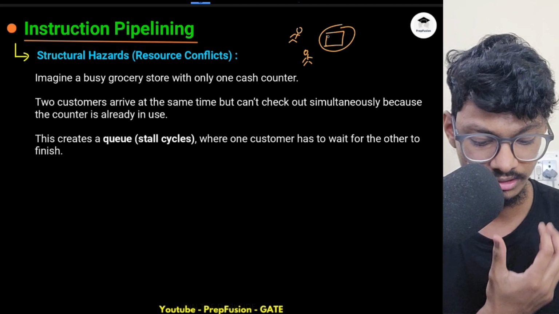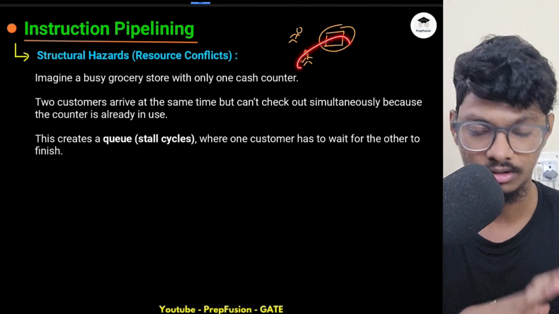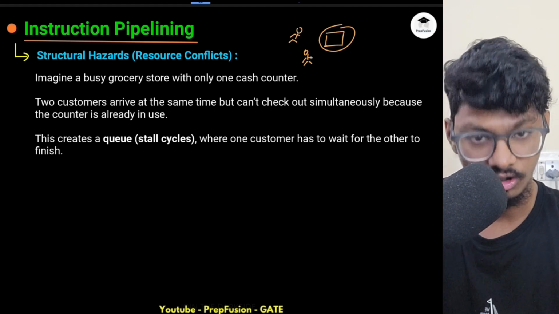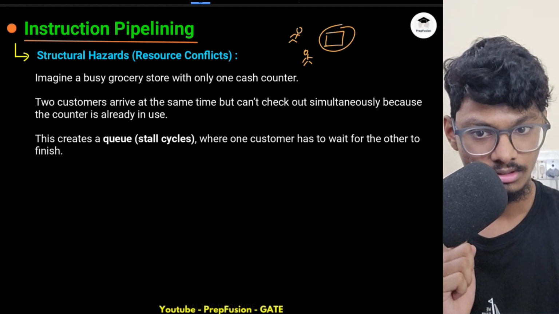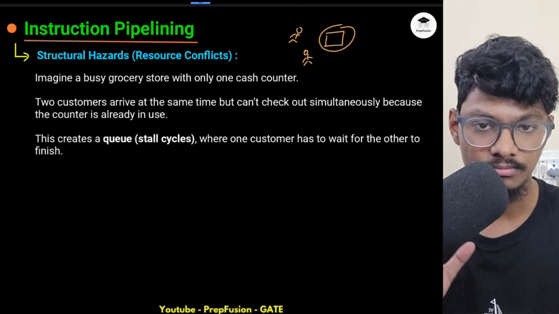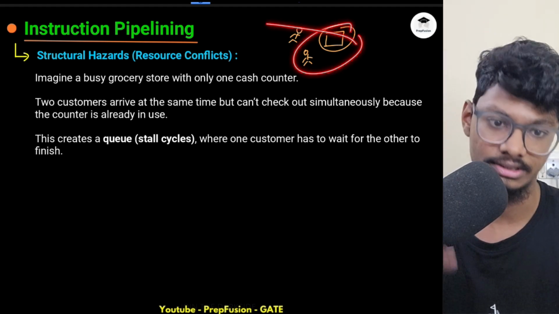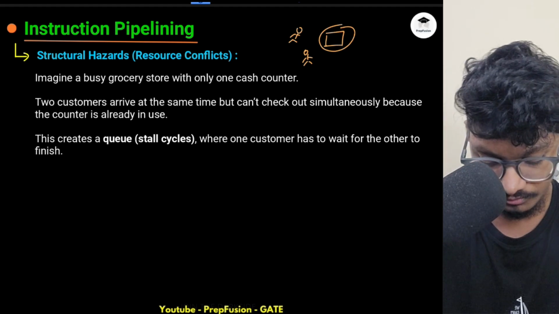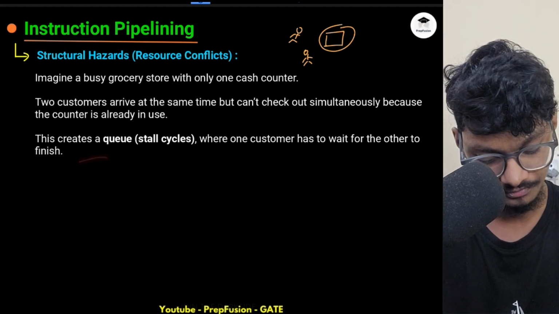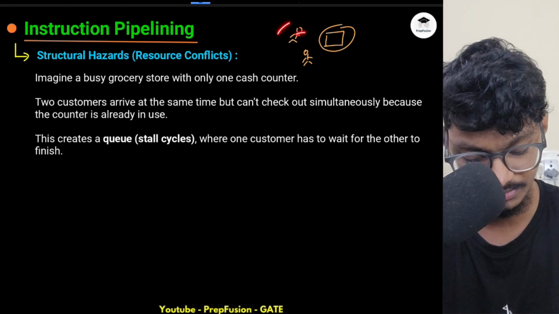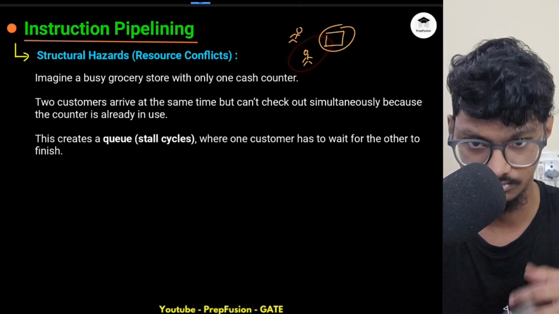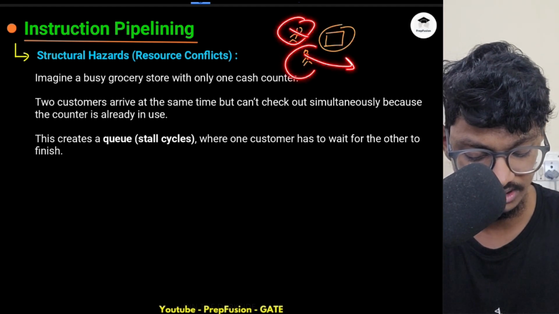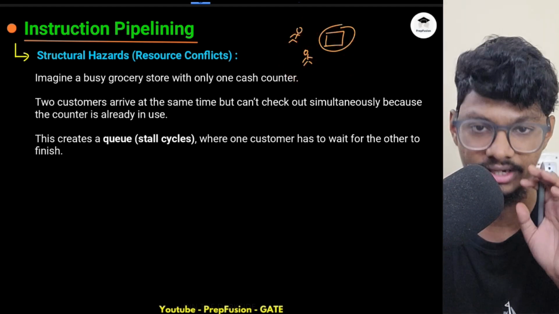Then he will give the bill to the person, and the person will take their purchase items. So I can only resolve one customer at a time. If two customers come, I cannot do that. So first I have to resolve this customer, then the next customer. I've also given an example of a movie and a friend. So then what we do, we create a queue. Basically, we create stall cycles. We tell this person to wait until I finish with this customer. After finishing, this customer goes away and then the next customer comes in. So we just provide a stall cycle.